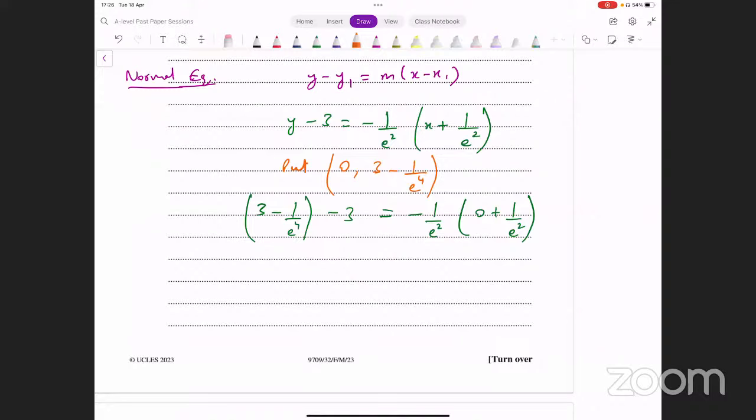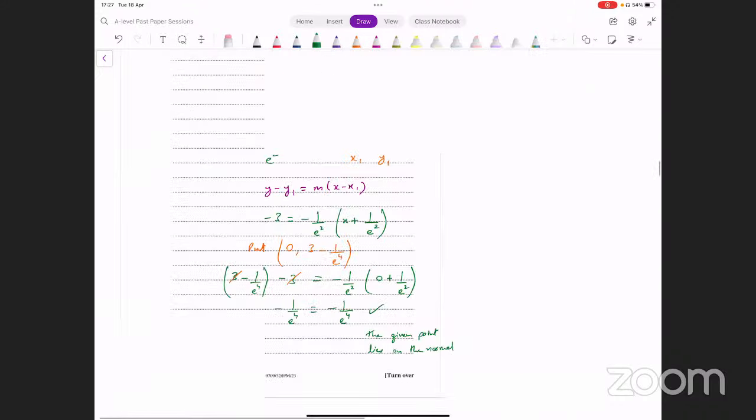What do we get from this? 3 and 3 get cancelled. And we have minus 1 over e raised to power 4 on the left side. On the right side, we have minus 1 over e square into 1 over e square, and that's going to give you minus 1 over e raised to power 4. Now, since that point satisfies this equation, that means the point lies on the line. The given point, therefore, lies on the normal. That is what we had to prove.